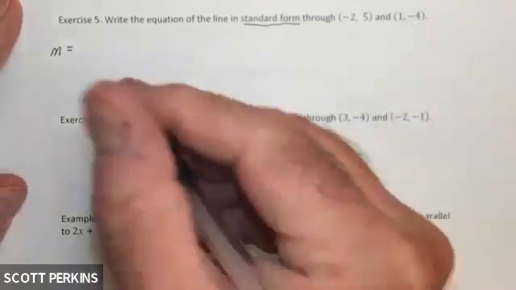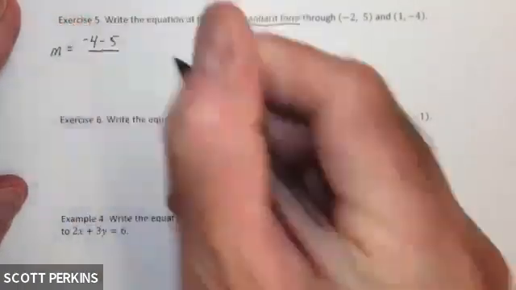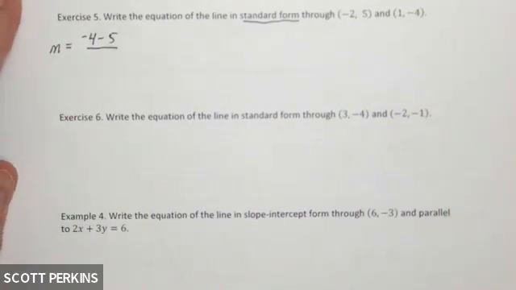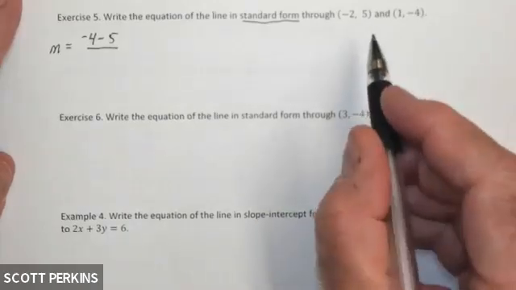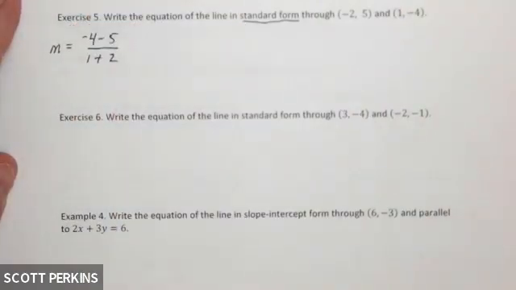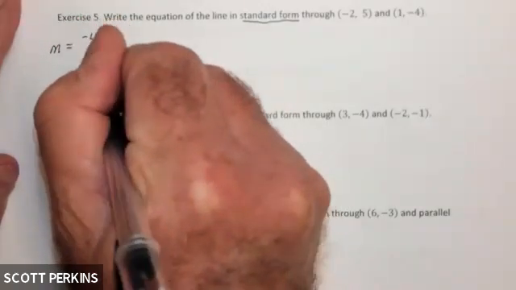I'm just going to make the -4 my y2 minus 5 my y1. If you did this the other way, okay, I made a big point of this last time. We should have the exact same value for slope, no matter what. And then my difference between my x's is going to be 1 minus -2, so 1 plus 2. So in this one, -4 minus 5, that's -9. 1 plus 2 is 3.